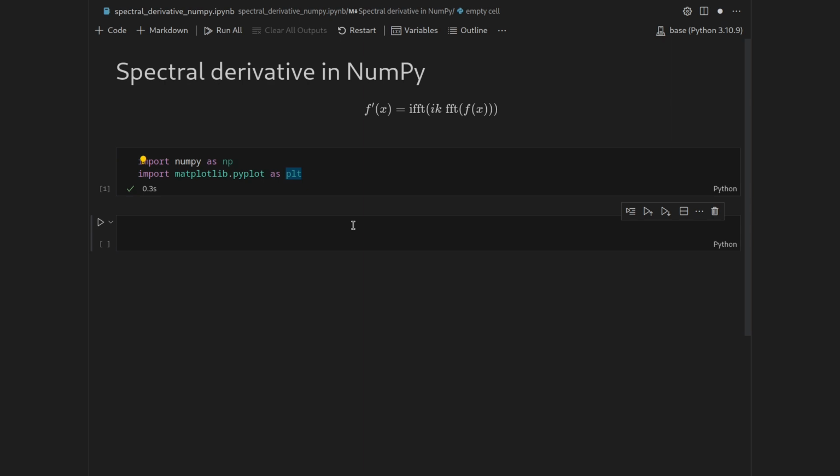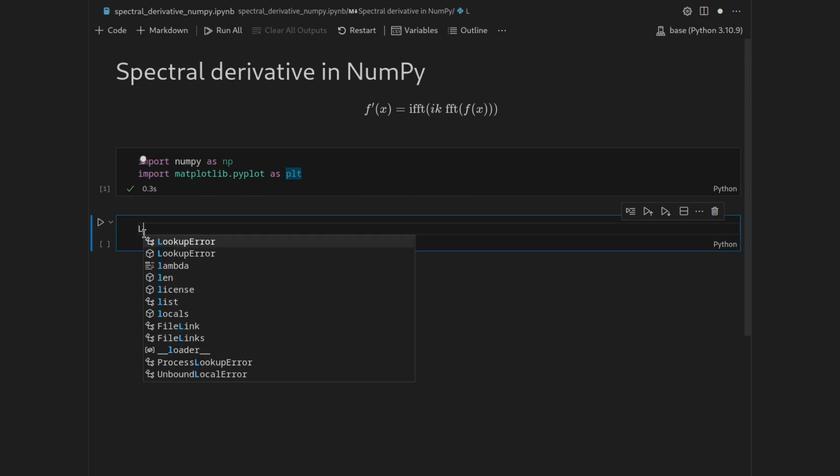In this video, I want to show you how to take spectral derivatives in NumPy. From theory, we know that the derivative of a function is given by first performing a Fourier transformation on it, then multiplying it with the imaginary unit and wave numbers, and then performing an inverse Fourier transformation. But how about the technicalities in code?